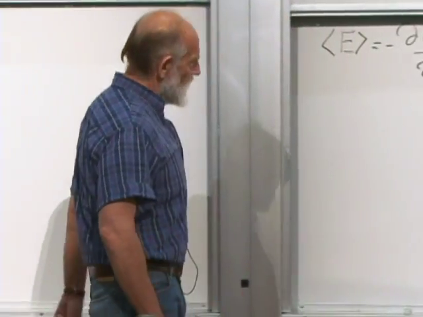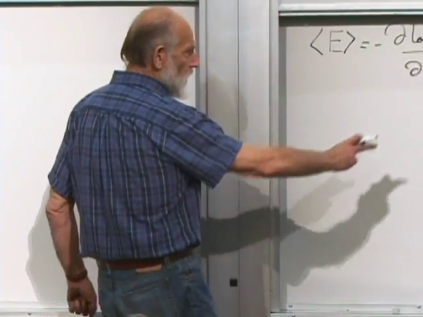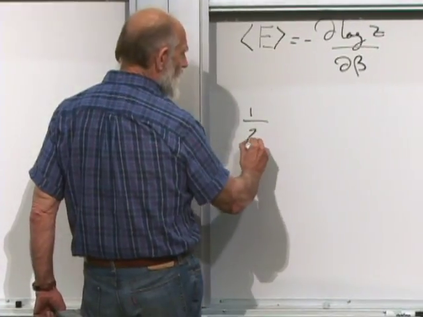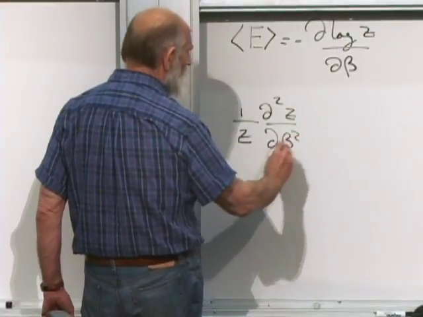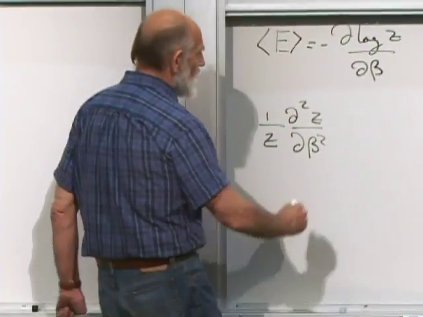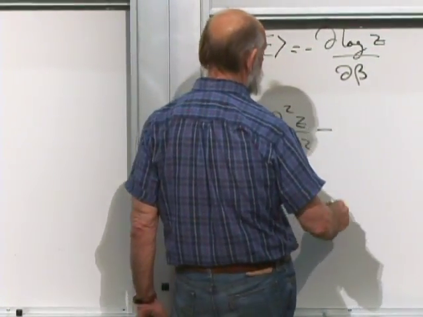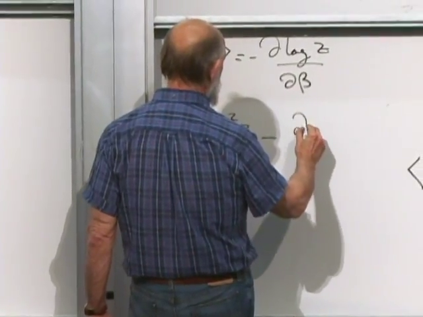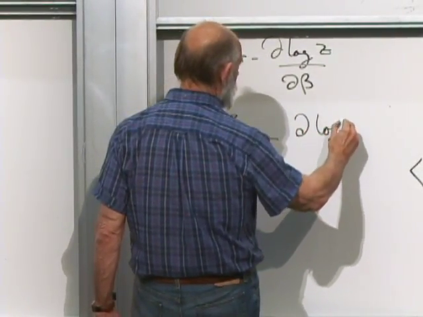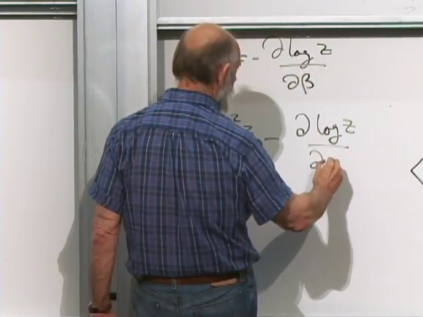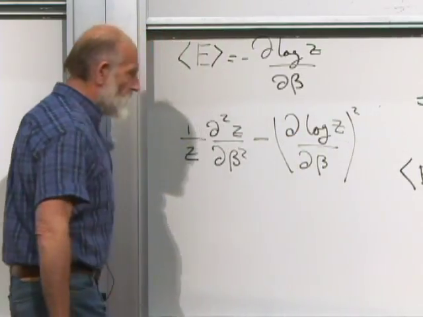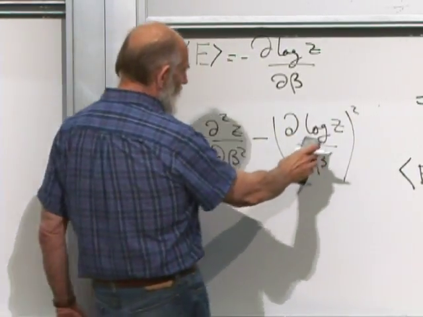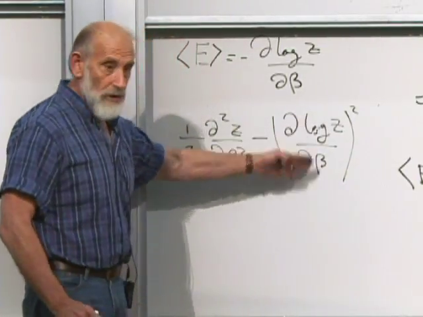Now I can write down the variance. The variance is, first of all, this term, 1 over Z, d second Z by d beta squared. And now we have to subtract the square of the average of E, which is minus d log Z by d beta, squared. In fact, let me write this slightly differently. d log Z by d beta is 1 over Z dZ by d beta.